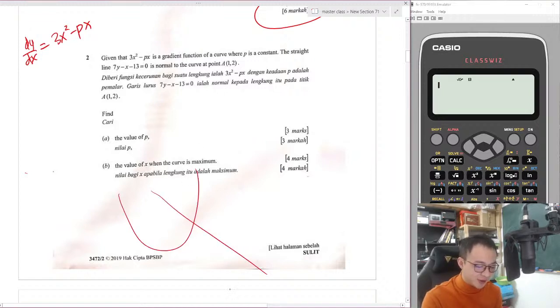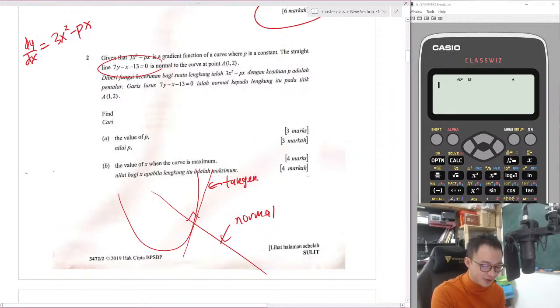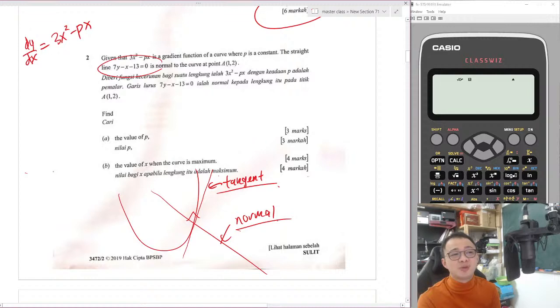Basically right now I have a curve like this, and then I have this line that is normal to this curve. Normal to this curve basically means what? It will be perpendicular to the tangent. So I have a tangent line here, and this normal line will be perpendicular to the tangent. This is what we call normal, just in case some students are not very good in English. So normal basically means 90 degrees to tangent.